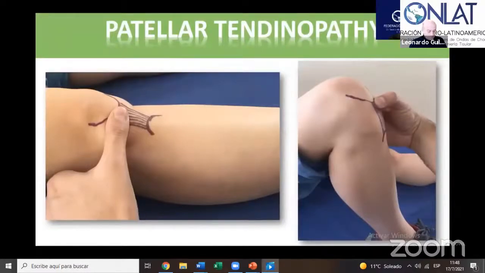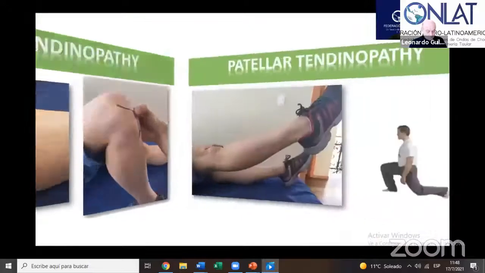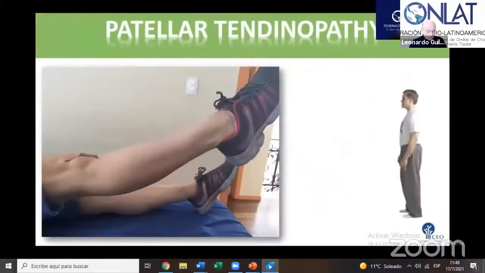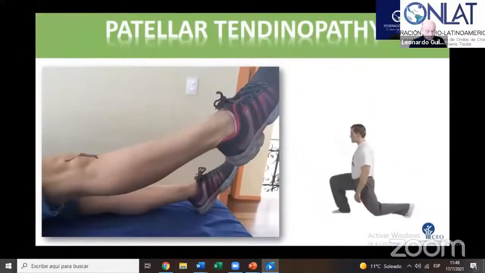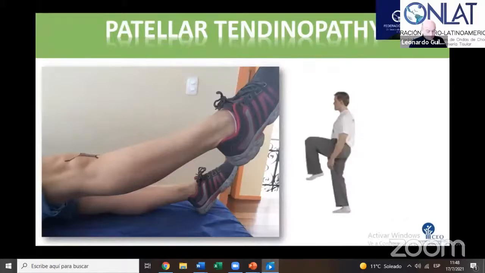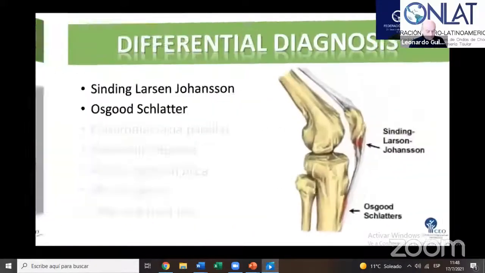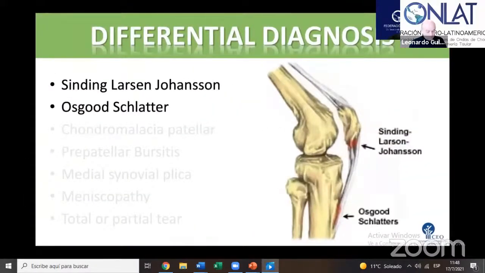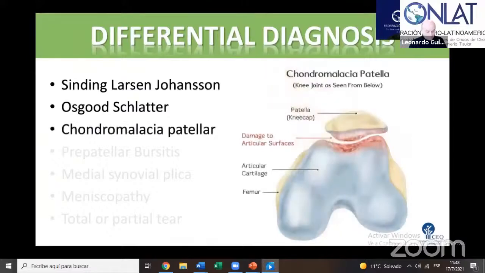In physical examination, the Bassett maneuver with knee extension is positive, and the pain may disappear with knee flexion. It is important to evaluate the state of the extensor apparatus and range of mobility with dynamic gestures. Differential diagnosis with Sinding-Larsen-Johansson and Osgood-Schlatter is important in young people.